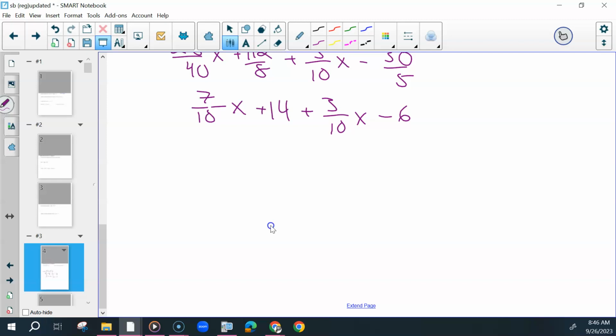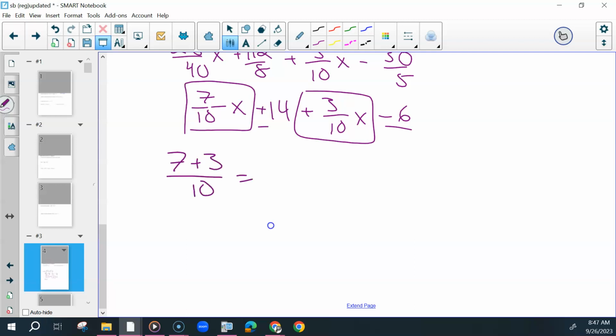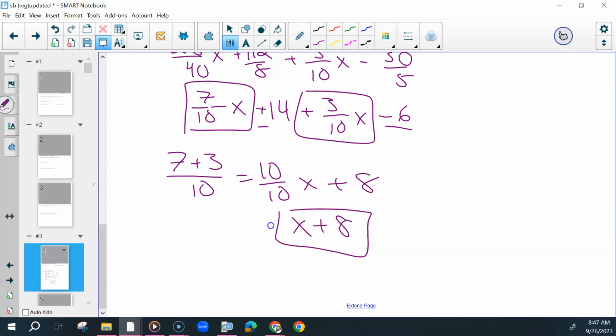And then we need to combine our like terms. So we have x's and constants. When we combine these, we would be adding the fractions together. So 7 plus 3 over 10. And then combine these to get 8. And then this also simplifies. So all the fractions went away, just to give you x plus 8. Questions on that?